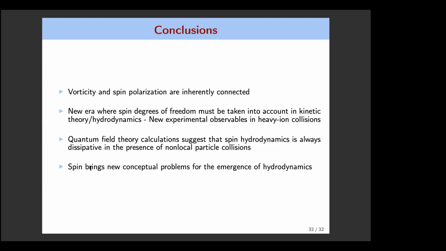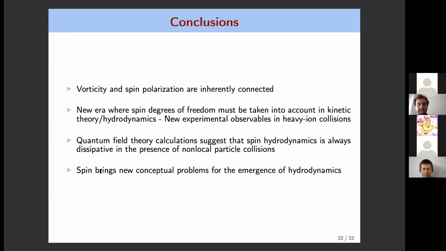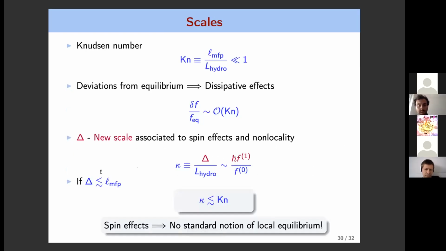Hi, Francesco. Ciao. I have not really got the point, maybe because I got distracted. One of your conclusions is that a quantum field theory calculation suggests that spin hydrodynamics is only dissipative in the presence of non-local particle collisions. And on slide number 30, you said that with spin effects there is no standard notion of local equilibrium. Can you explain? I didn't get it.